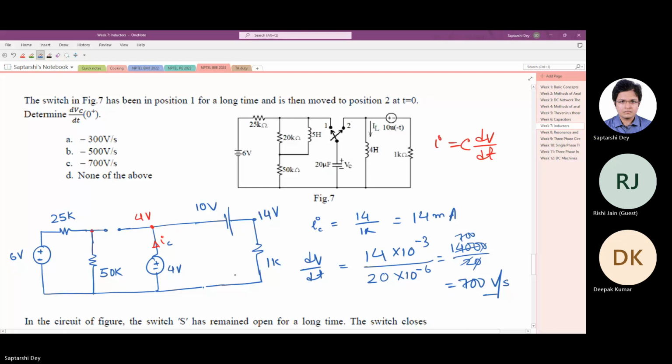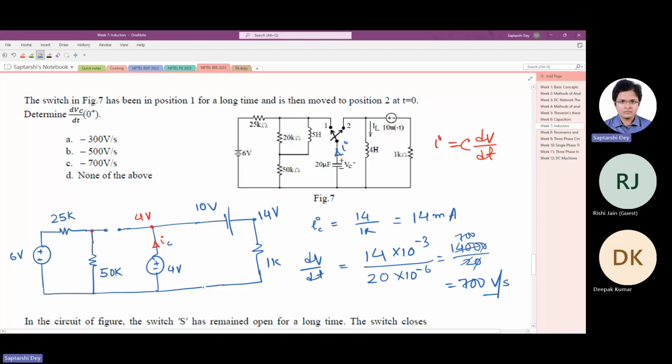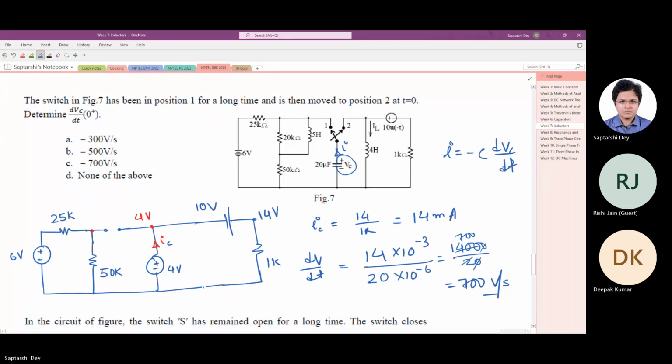Oh, here is a thing. Look carefully that we have taken the I in this direction, but in the question, the VC polarity is given like this. So if we have to preserve these polarities of I and VC, what we have to write is I is minus of C dVC/dt, because the current is flowing from the negative to positive terminal through the capacitor. So one negative value comes here. So our answer becomes minus 700 volt per second.